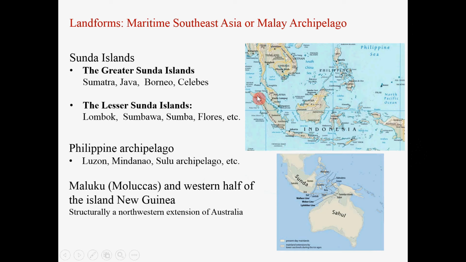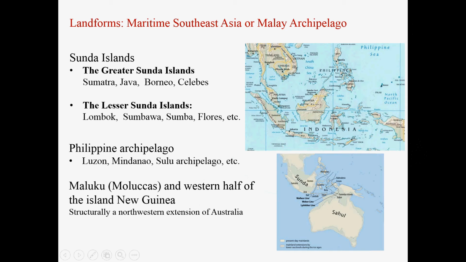First, you have the Sunda Islands. The Sunda Islands have two major components. First, the Greater Sunda Islands. This includes four major islands: Sumatra, Java, Borneo, and Celebes. The Lesser Sunda Islands refer to all these small islands to the east of Java. So together, the Lesser Sunda Islands and the Greater Sunda Islands form the Sunda Islands.